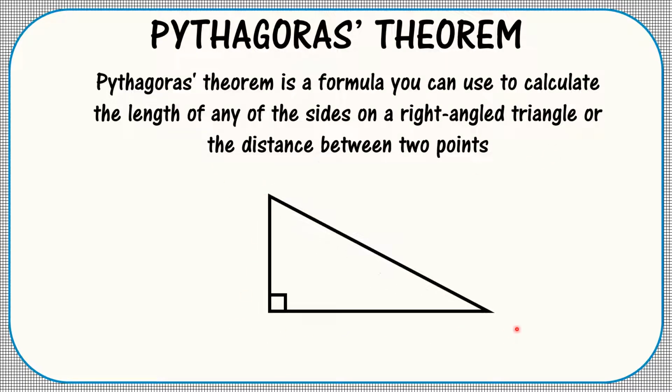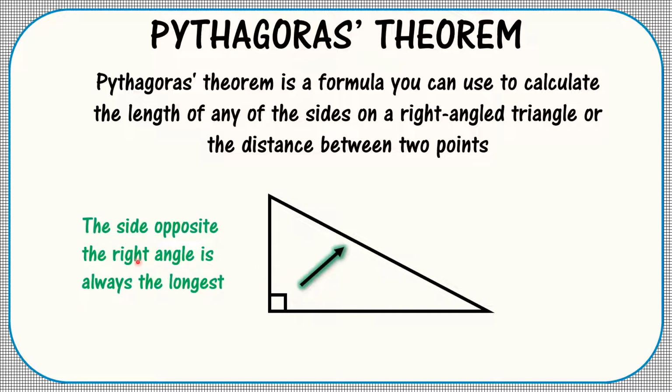So here we have a right-angled triangle. Generally you'll see a small square to indicate that this is a right angle. The side opposite the right angle is always the longest. And this long side has a special name, and its name is called the hypotenuse. So the longest side, which is opposite the right angle, is called the hypotenuse.